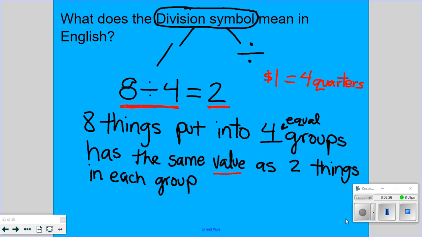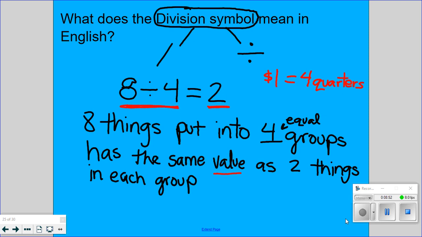Let's grab some counters. How many counters are we going to need to show this equation? Because you don't need all of them. How many counters am I going to need? Look at our equation. 8, 4, 2. Those are my numbers I'm working with. How many counters am I going to need to show that equation? Kinsey? 8. Count out 8 counters.